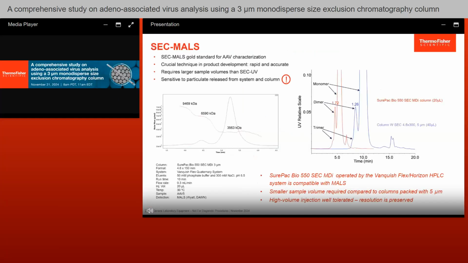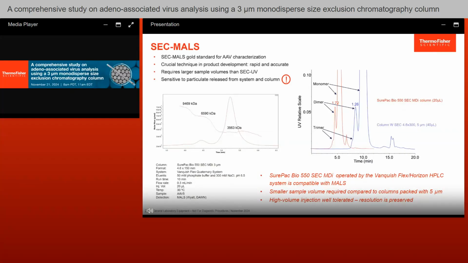Here I want to show some of the SEGMOS data performed by our colleague at the Florida site. We all know SEGMOS is the gold standard for AAV characterization. It is a crucial technology in product development, as it is rapid and accurate. Typically, SEGMOS requires larger sample volumes than SEC-UV and is very sensitive to particulate released from the system and column. With the latest hardware technology we employed for this column, we can make sure there is no particulate release from this column, and thus it can help you reduce the equilibration time for your SEGMOS system.